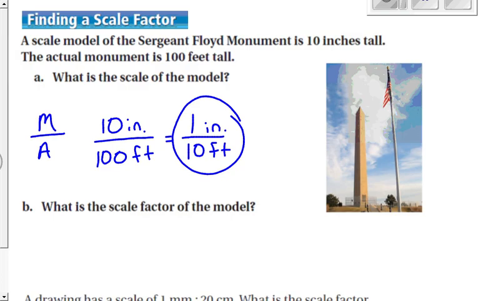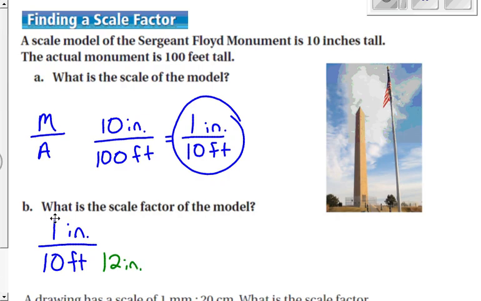Now it says, what is the scale factor of the model? Scale factor means it has no units. What happens is the units are going to be the exact same thing, so they will end up canceling out. So what we need to do is change that 10 feet into inches. What we currently have is 1 inch over 10 feet. What we need to do is make sure inches is on the bottom. In order to figure that out, we have to know how many inches are in a foot. And if you recall, there are 12 inches in a foot.